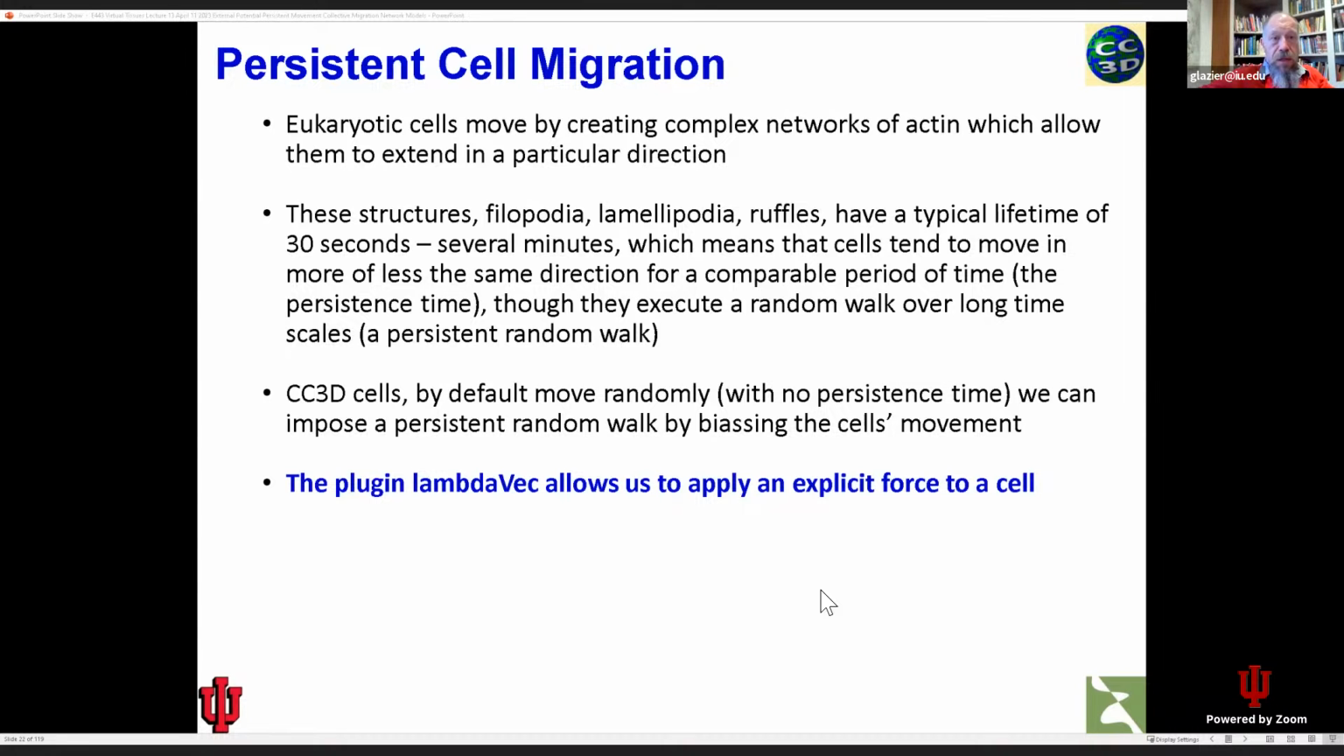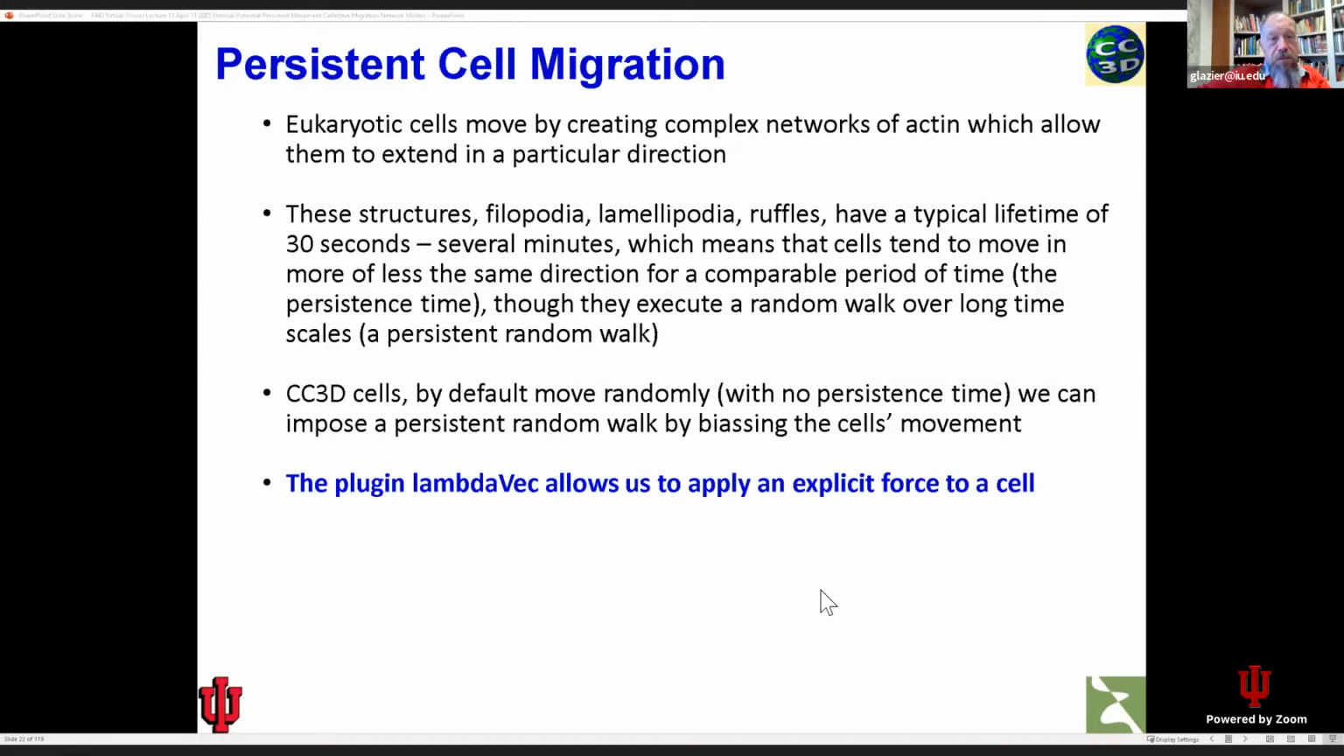That correlation of direction is known as the persistence of the direction. And that's why this is called persistent cell movement or persistent migration. Computational cells by themselves, due to membrane fluctuations, move randomly with no persistence time. And so if we want the cell to move persistently, we have to impose that by biasing cell movement.